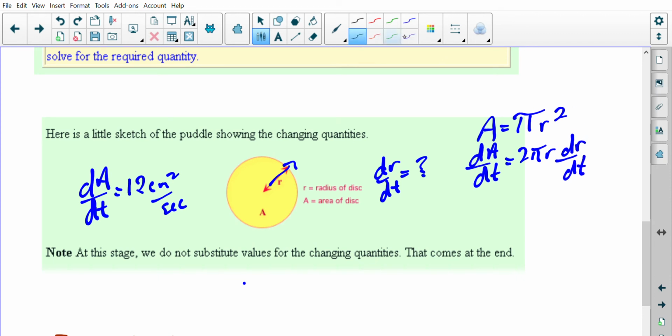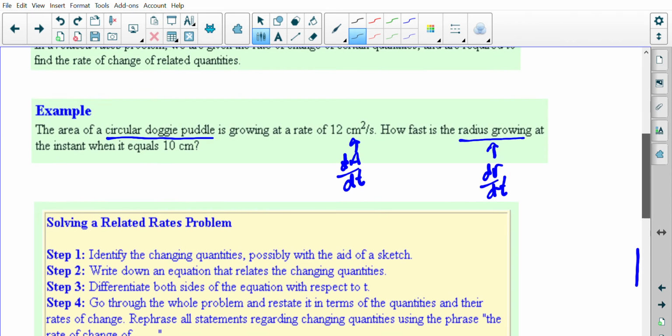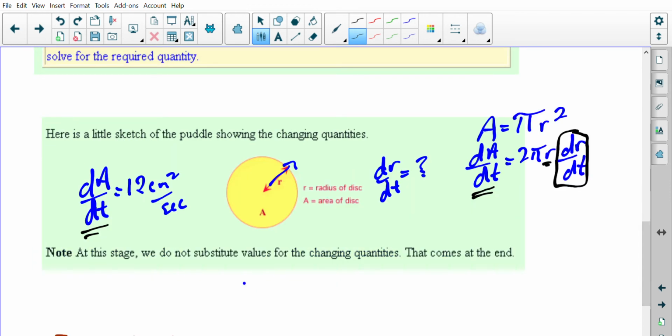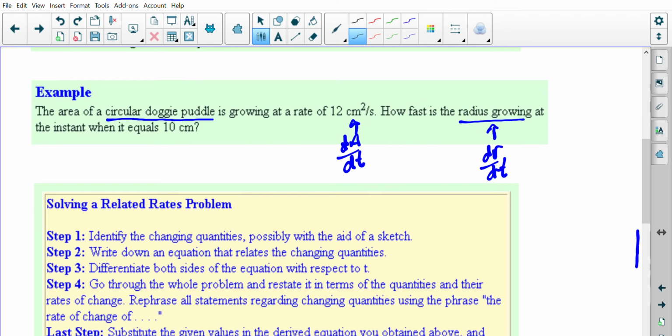This is the one we're trying to find. So I need to substitute something for dA/dt. Well, there it is right there. I'm going to put a 12 in its place. And I need to also put something in for the radius. It'll usually tell you this in the question: this one said find this rate of change the instant the radius is equal to 10 centimeters. So there's my r value. You do have to watch for units. We're fine here though: square centimeters, centimeters.